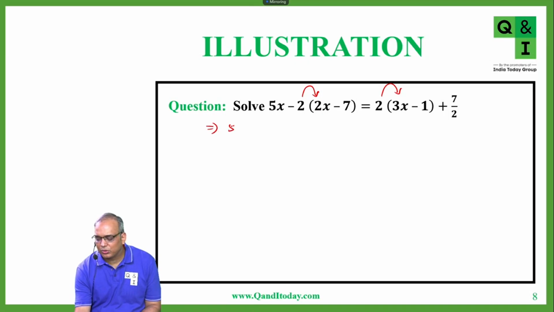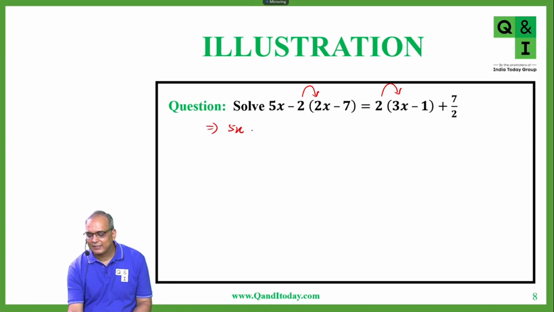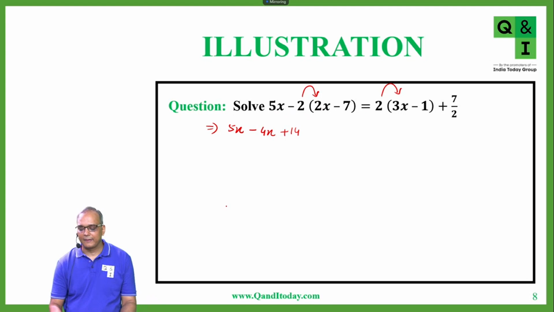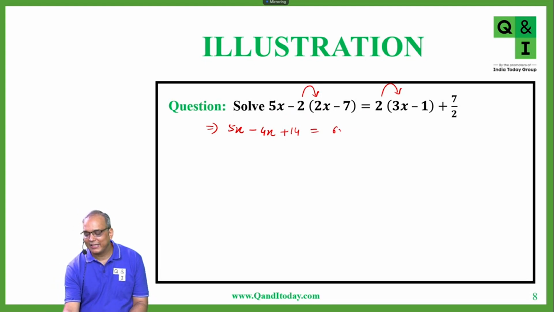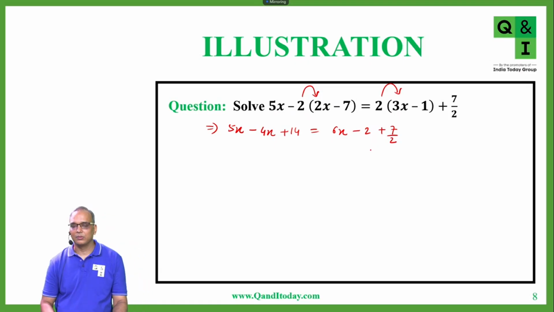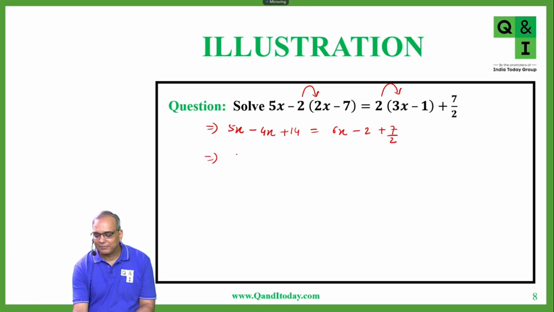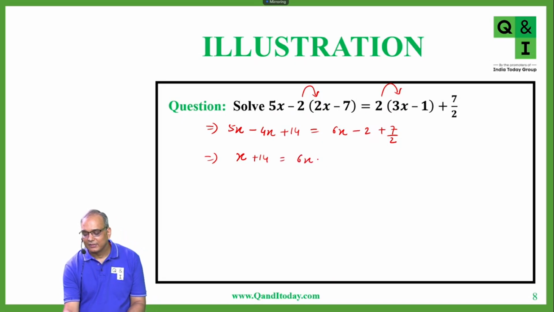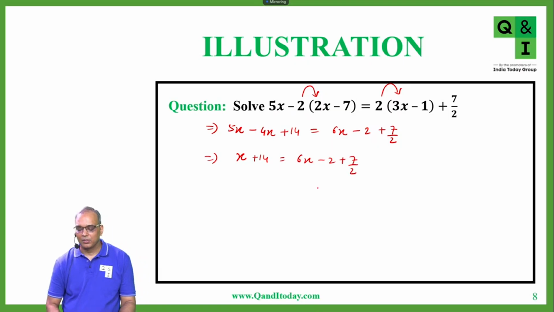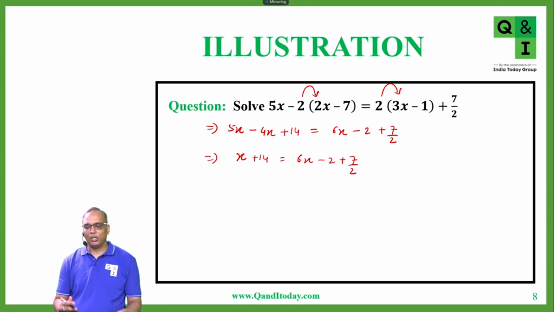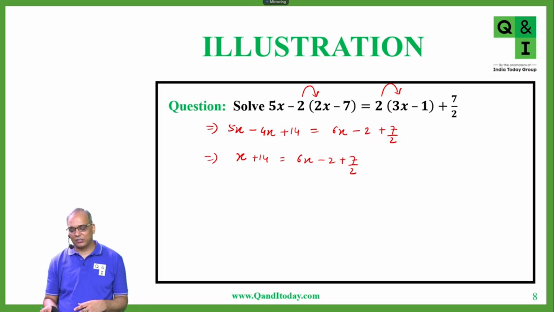So here what we do, students, is 5x minus 2 times 2x is minus 4x, minus 2 into minus 7 is plus 14, is equal to 2 times 3x is 6x, 2 times minus 1 is minus 2, plus 7 by 2. So here 5x minus 4x is x plus 14. And then we have 6x and minus 2 plus 7 by 2. So bring all the variables on one side and all the constants on the other side.